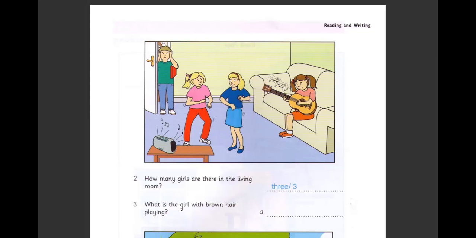Okay, next one. What is the girl with brown hair playing? What is the girl with brown hair playing? What? She is playing puta mokak deya play karanne? What is she playing? Guitar. Guitar. Then write the answer as guitar. No, I have already given that here. You can see that.